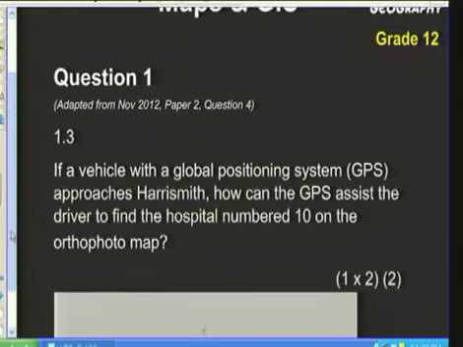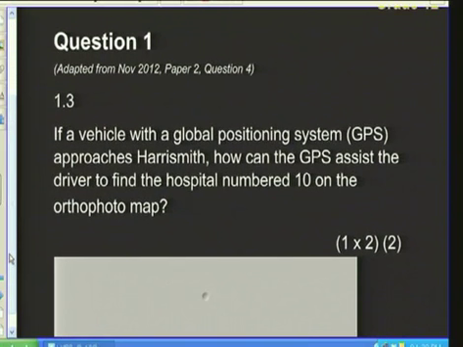1.3. If a vehicle with a global positioning system or GPS approaches Harry Smith, how can the GPS assist the driver to find the hospital numbered 10 on the Ortho Photo Map? So what they're saying to you is, you're traveling with an Ortho Photo Map and you're trying to find the hospital. How does a GPS help you to do that?